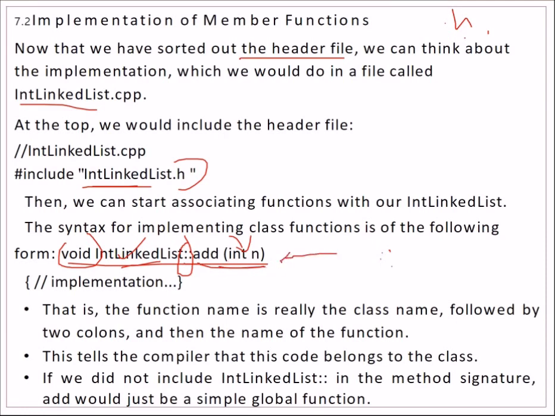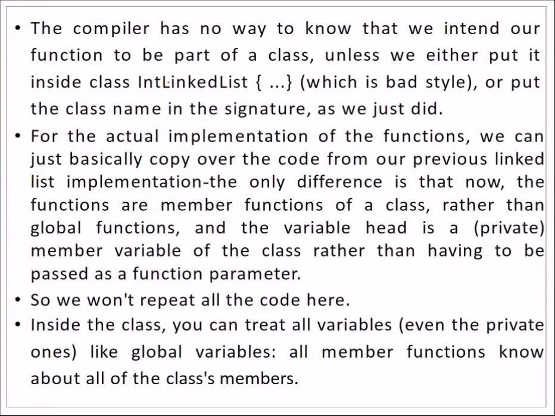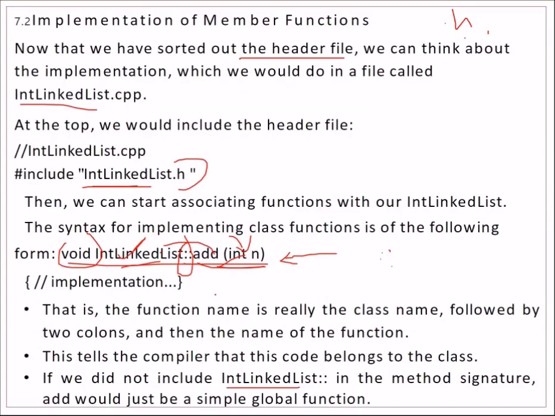This tells the compiler that this code belongs to the class, because this function is associated with the class with the use of this scope resolution operator. If we did not include this in the method signature, add would just be a simple global function. Now the compiler has no way to know that we intend our function to be part of the class unless we either put it inside the class, which is not a good style, or put the class name in the signature, as we just saw, like this.